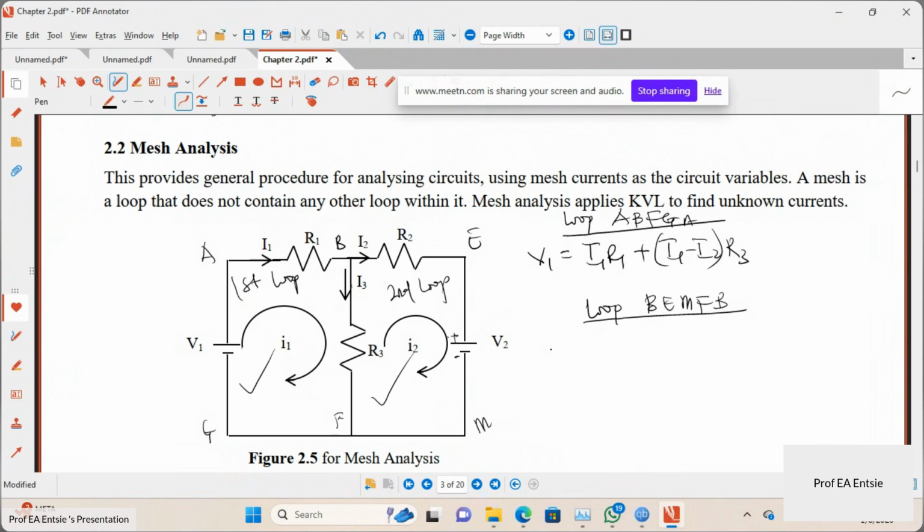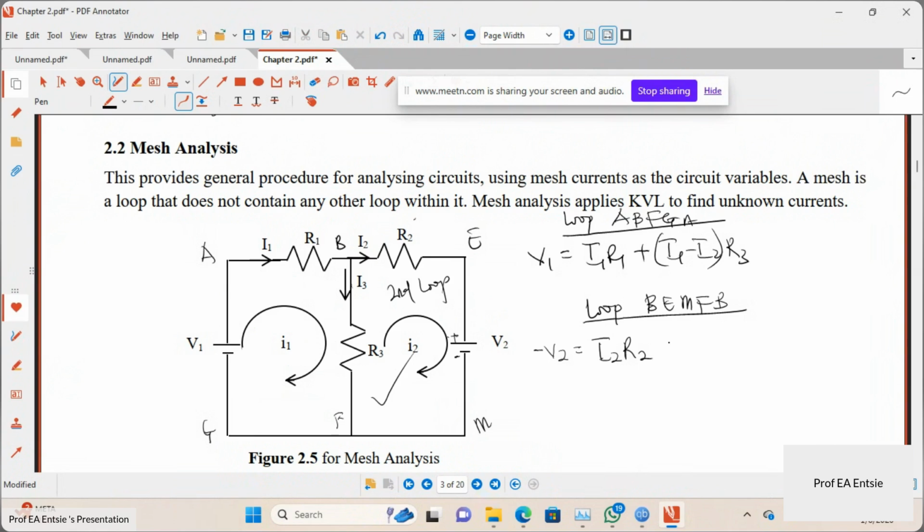It's coming from the negative terminal, so negative V2 will be equal to the voltage drop across resistor 2 and resistor 3. Let's do the voltage drop across resistor 2 first. This is resistor 2. The current in the whole loop is I2, so the voltage drop across resistor 2 will be I2 R2, right?